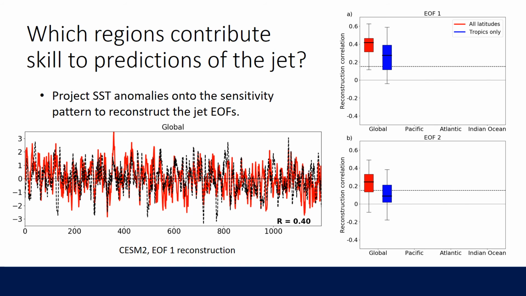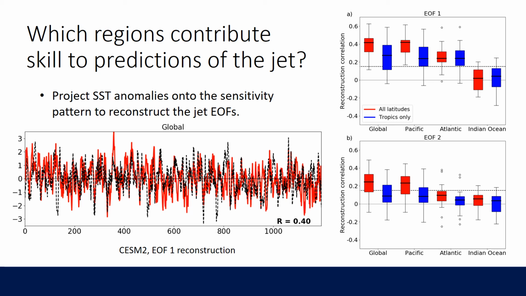However, if we break this down further into different regions, it turns out that most of the skill comes from the Pacific, while the Indian Ocean actually adds very little skill if we only project onto those particular regions. So the Indian Ocean does not show significant correlations.